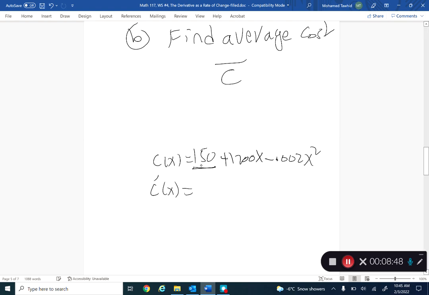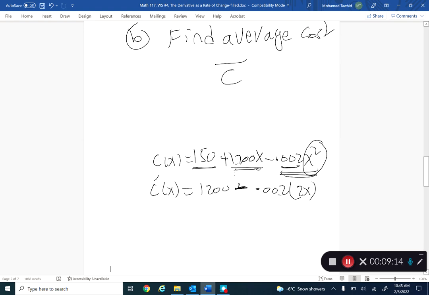What is the derivative of 150? 0, very good. What is the derivative of 1200x? 1200, and then minus, what is the derivative of the third one? 0.002, and x squared here, that's a constant, I leave it as it is. Derivative of x squared, just 2x. Does that make sense? Yeah. All right, so that is C prime of x. Is that the marginal cost?